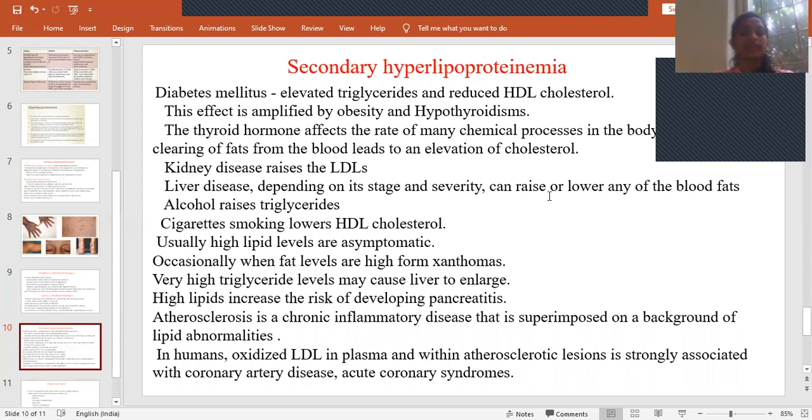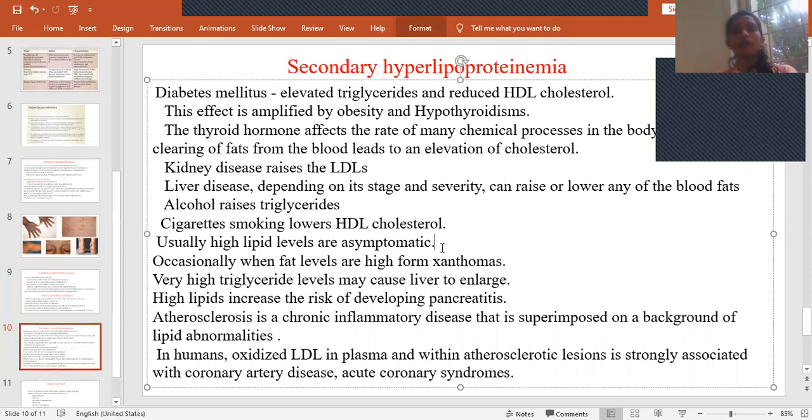Even alcohol raises triglycerides, and how does cigarette smoking affect? It decreases the HDL cholesterol, which is good for health. Usually high lipid levels are asymptomatic; generally they won't have any symptoms. Only when it is very severe will they experience symptoms.